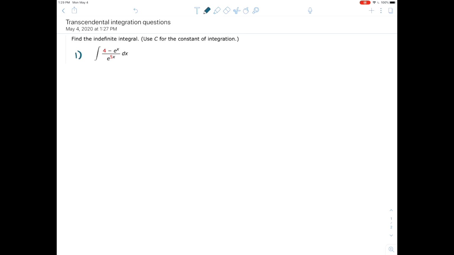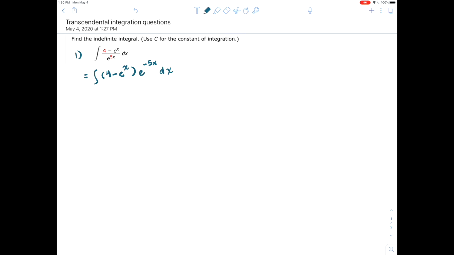integrals involving transcendental functions. All right, so ready or not, here we go. The first one is this problem here where both of them we need to find the indefinite integral. So a lot of times it's nice to go ahead and rewrite the problem as a product. So what you have is 4 minus e to the x, and that's just to the 1 power, times e raised to the negative 5x with respect to x.